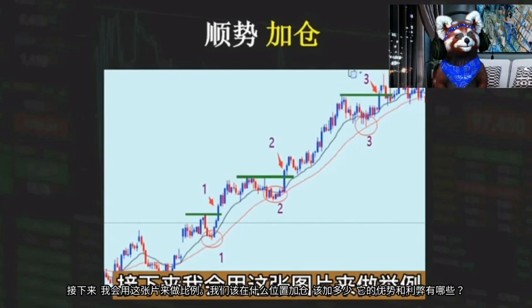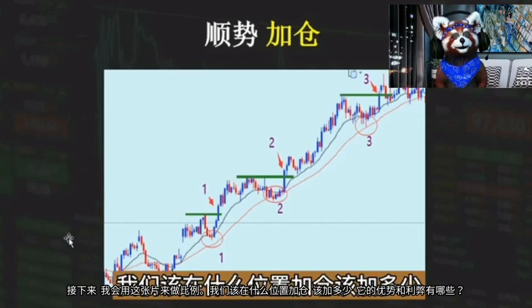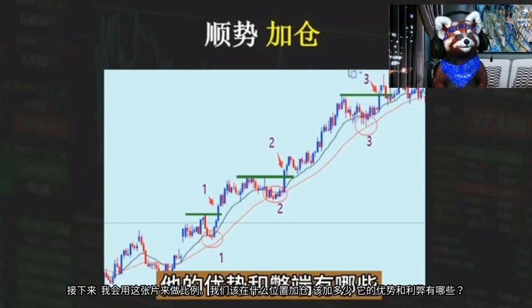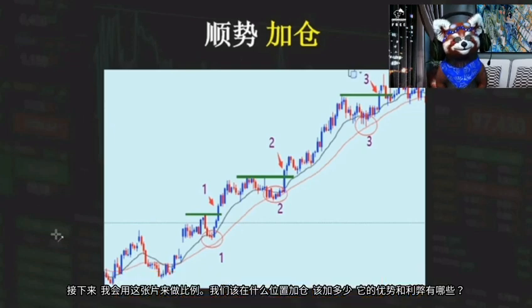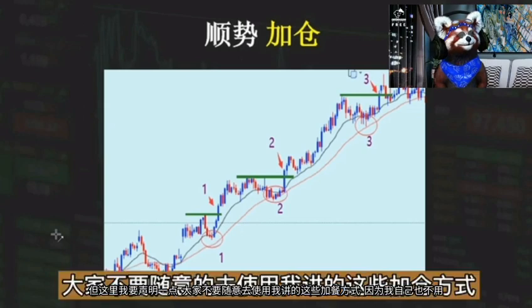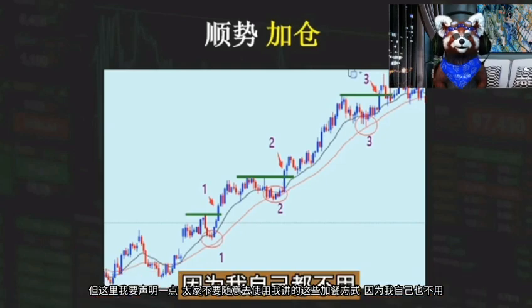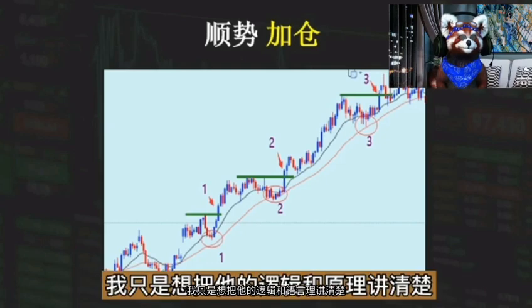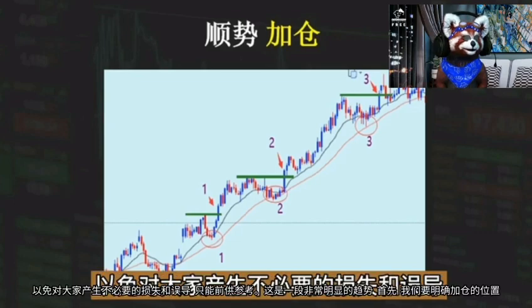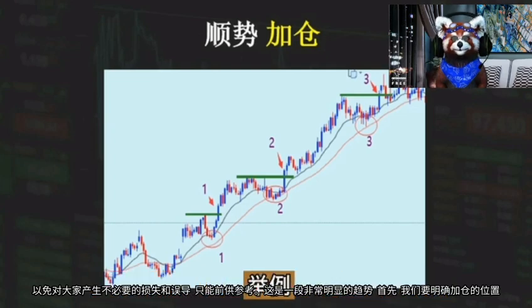Next, I will use this chart to illustrate at what position we should add, how much we should add, and what its advantages and disadvantages are. However, I want to emphasize that everyone should not casually use these adding methods I mentioned, because I myself do not use them either. I just want to explain their logic and language clearly, to avoid unnecessary losses and misleading everyone. This is only for reference.